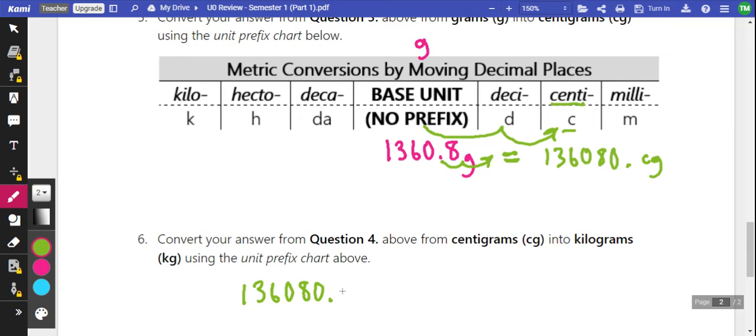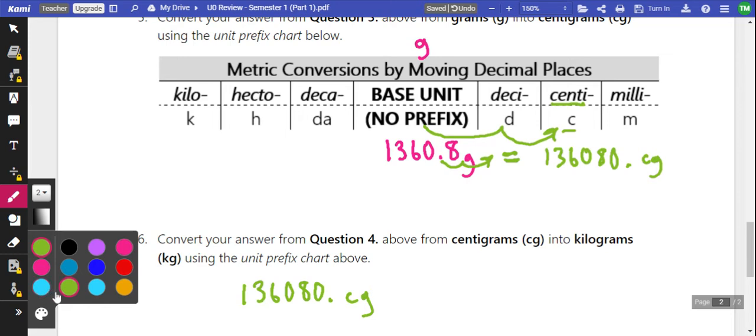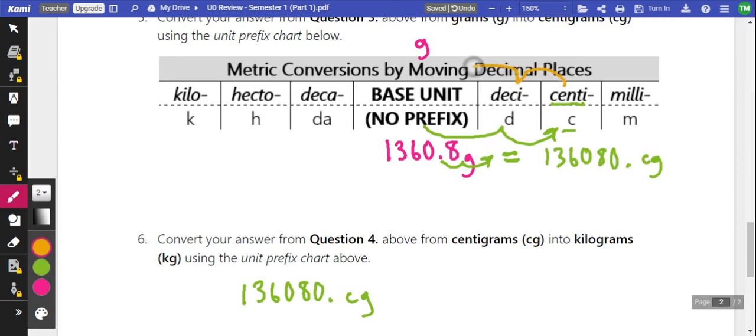136,080 decimal point centigrams. We're changing it to kilograms. So let's move our decimal point. We'll use orange this time. We haven't used orange in a while. And this time I'm starting from centi and I'm moving over to kilo. So I'm going to be moving all these spots. 1, 2. We do count the base unit as a spot, as a prefix, so we're moving past that. So 1, 2, 3, 4, 5 spots to the left.